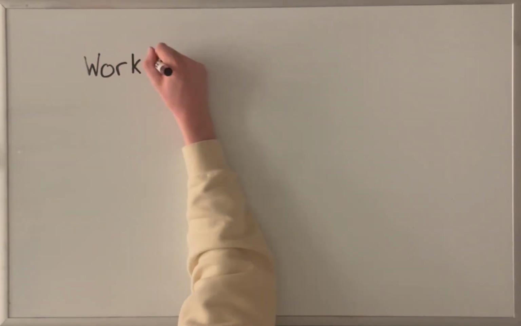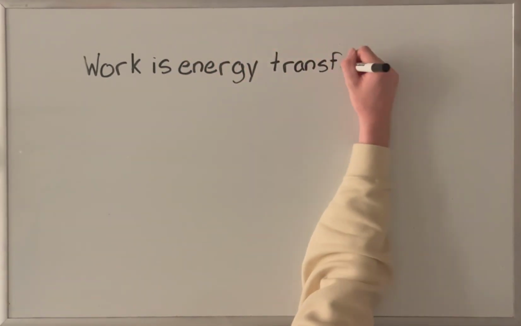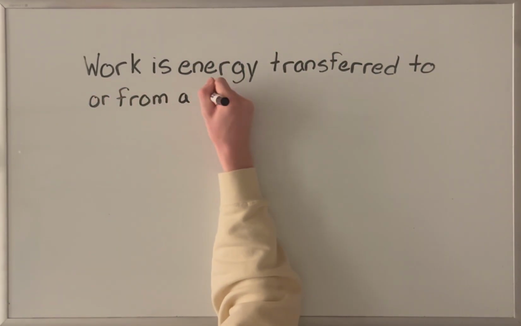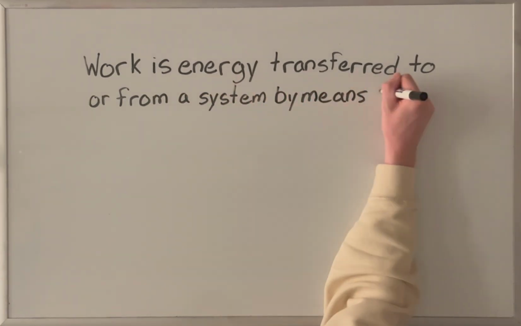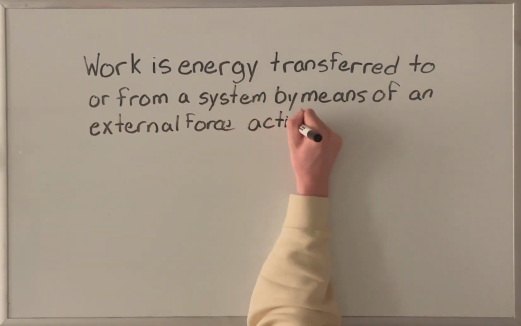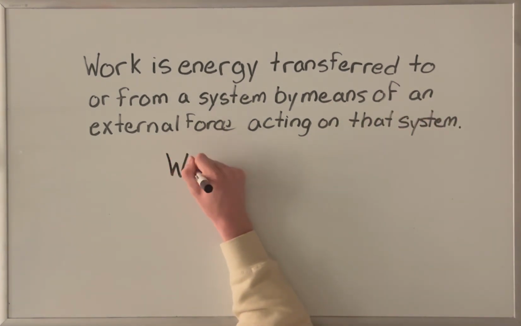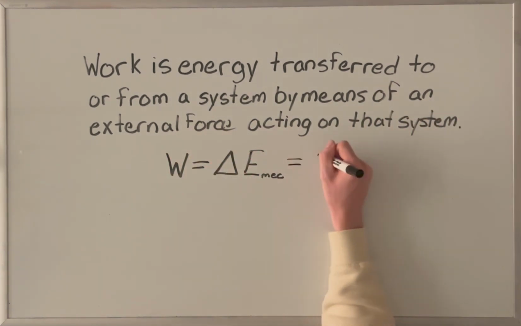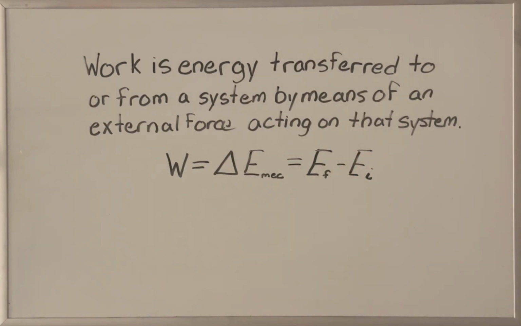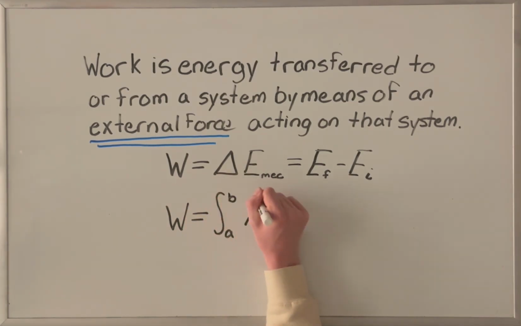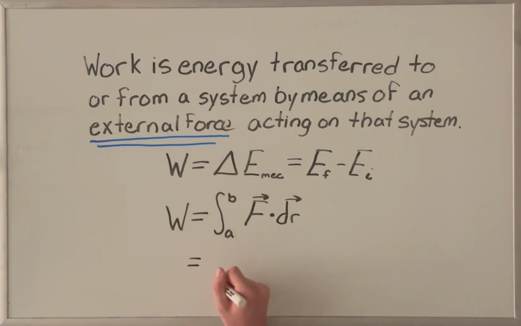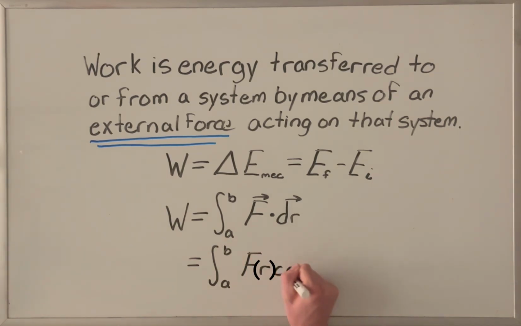Work is a concept of energy being added or transferred from a system based off an external force acting upon the system. As you can see here, work is going to be the change in mechanical energy, or the final minus the initial energy of the system. We also have a line integral form of this, which is the force dotted with the radius r coordinate. This can be simplified as a function of the force as a function of r times the cosine.